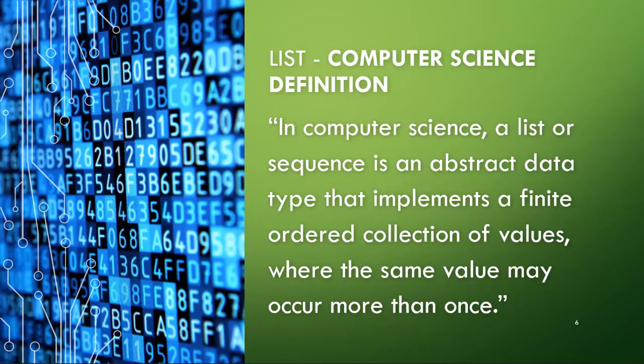So if we look to a computer science definition of a list, in computer science, a list or sequence is an abstract data type that implements a finite ordered collection of values, where the same value may occur more than once. And this is specific because sometimes you get other linear structures where you can only have a value appear once, and this depends upon the actual application you're using it for.